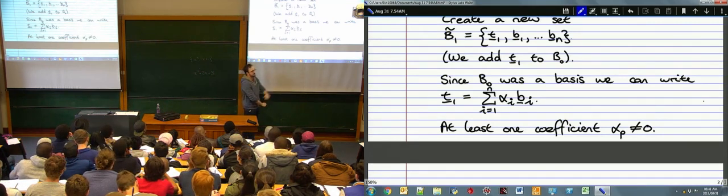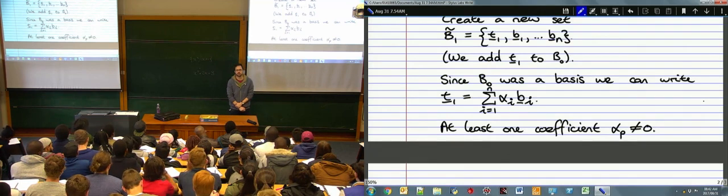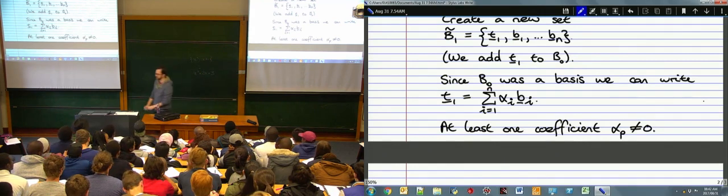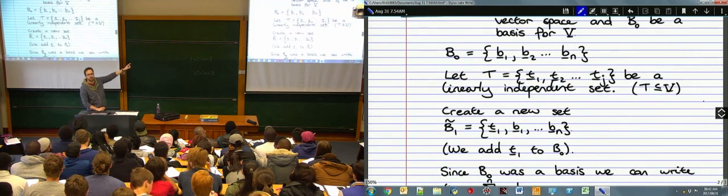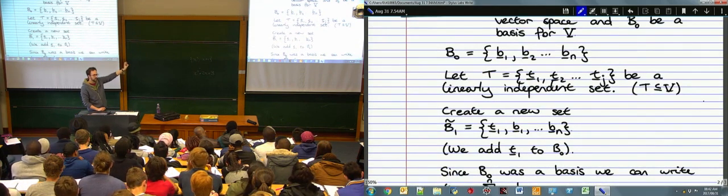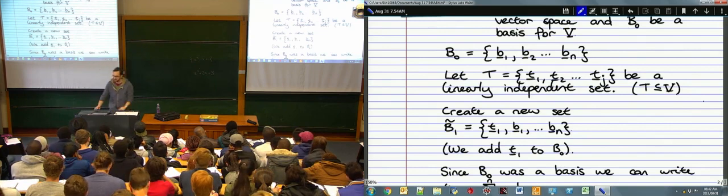What happens if all of the alphas are 0? What can we say about T1? T1 is a 0 vector. Is it possible that T1 is the 0 vector? If T1 was the 0 vector, then that set T couldn't be a linearly independent set, because it would contain the 0 vector, which is impossible. As soon as a set contains the 0 vector, it's linearly dependent.